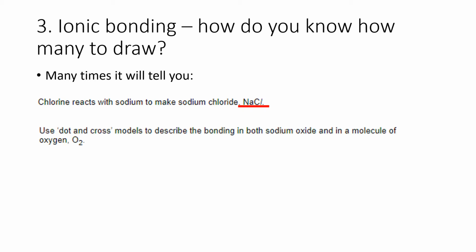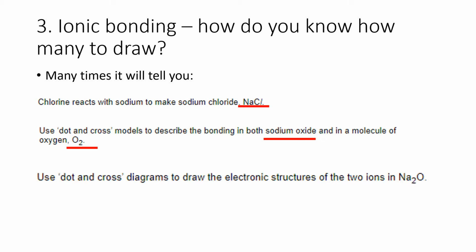Here's another one. Use dot and cross models to describe the bonding in both sodium oxide and in a molecule of oxygen, O2. This is where a question would be harder. It hasn't given you the formula for sodium oxide. You'd have to work that out. But it does give you the formula for oxygen, which is O2. And so you know you're drawing 2 oxygens. Here's another one. Use dot and cross diagrams to draw the electronic structures of the 2 ions in Na2O. So 2 Nas, sodium, and 1 oxygen. It's giving you that information.